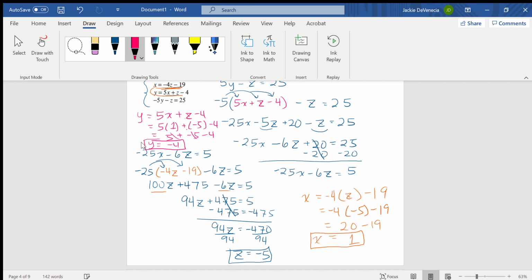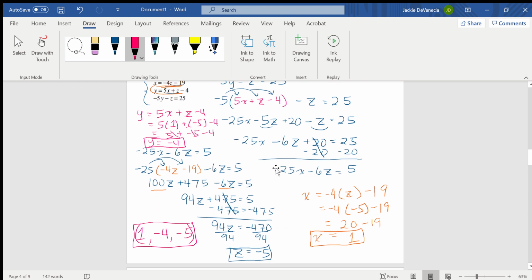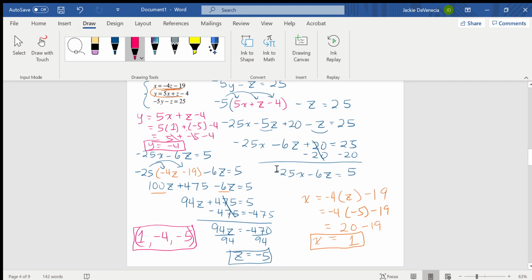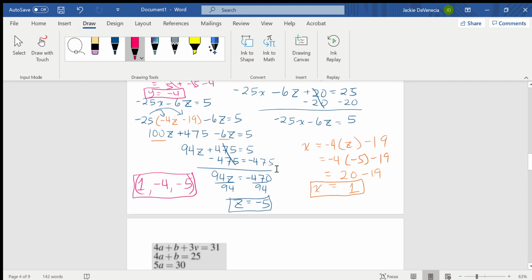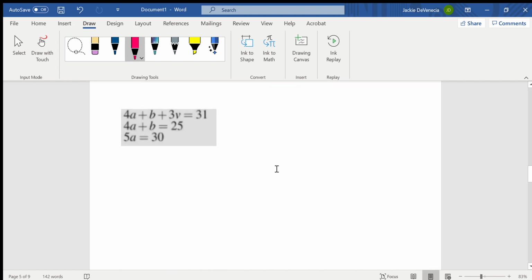So those are your three answers. You have a 1, you have a -4, and then you have a -5. That's your system right over here. Right? So we're just replacing over and over again so that we are able to find those values. That's what substitution is. Now sometimes you'll get substitutions like this, right?